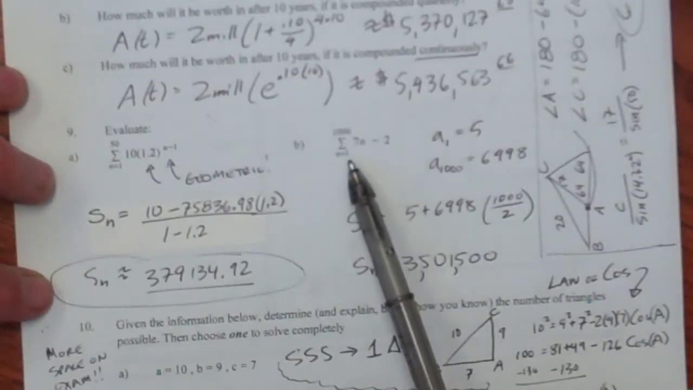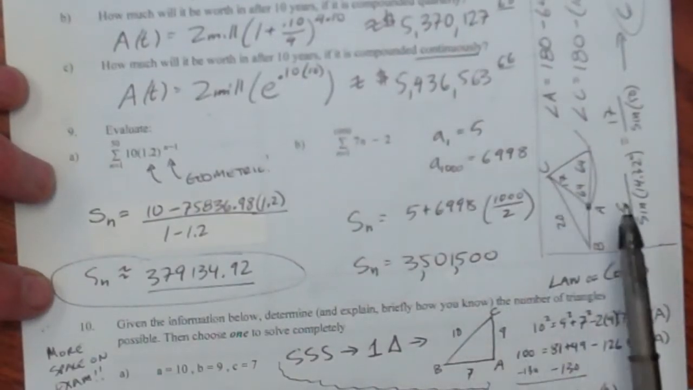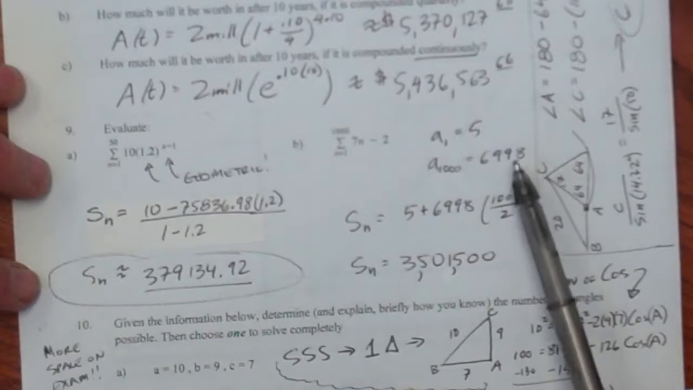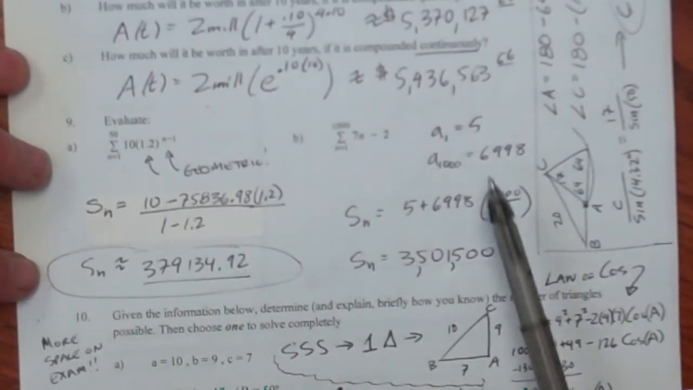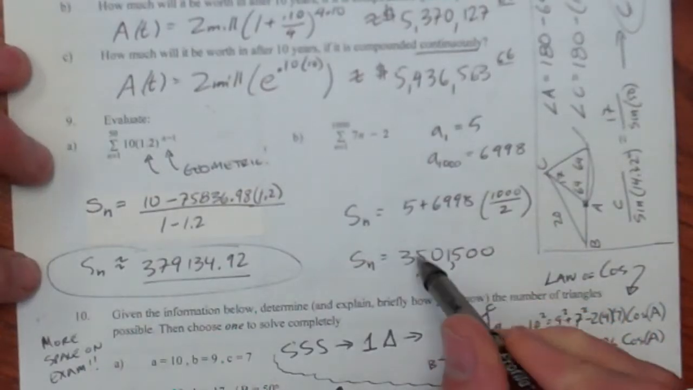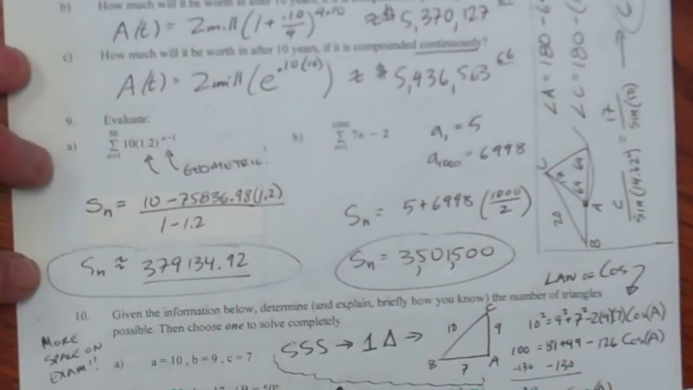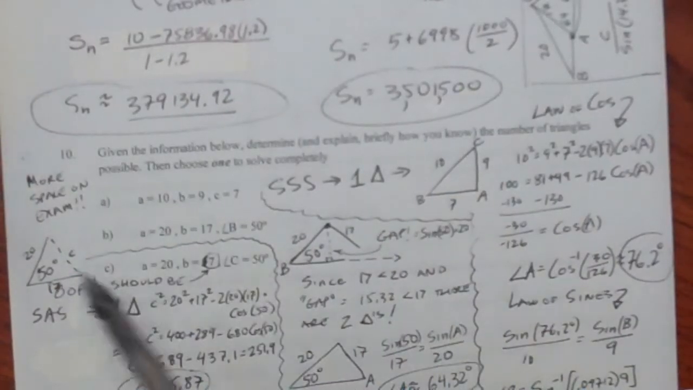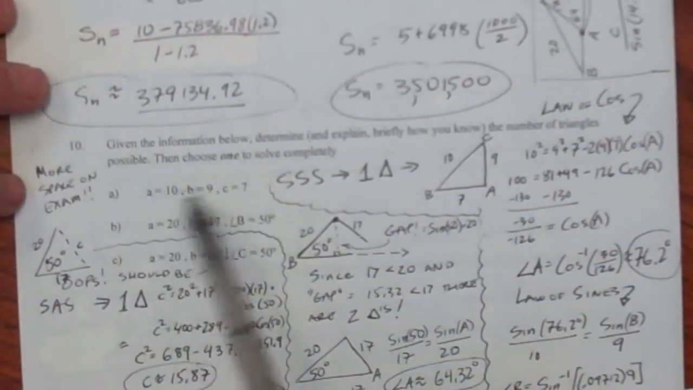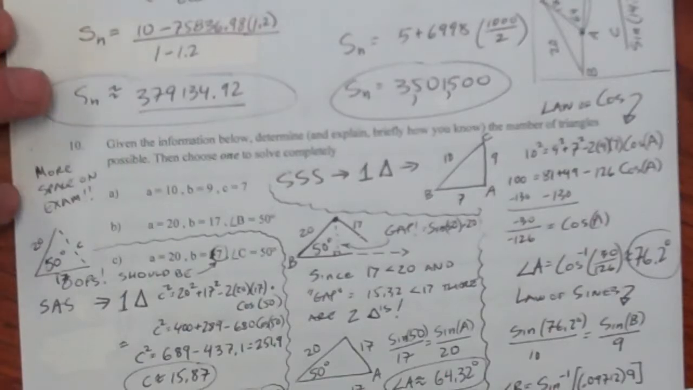For this problem, you're adding up the first 1,000 terms of an arithmetic. Again, you need the first term, the last term, and then that tells you how many pairs you've got adding your first and last term. So that's that answer right there. Now we're on to triangles. So solving triangles, I will definitely give you more room on the exam. I'm sorry. It's really squeezed in here.